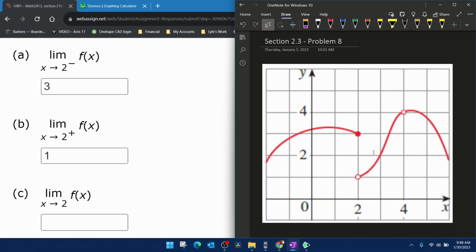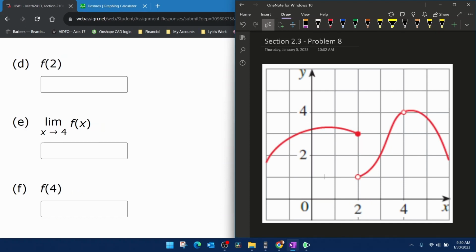And since the limit from each side of f of x as x approaches 2 do not equal the same value, that means that the overall limit doesn't exist. Again, if you look at the picture, if I approach 2 from the left and the right, can you see that the two values do not approach the same height? We approach 3 from the left, we approach 1 from the right, and so the limit overall as x approaches 2 doesn't exist. And remember they said to input DNE if the limit does not exist.